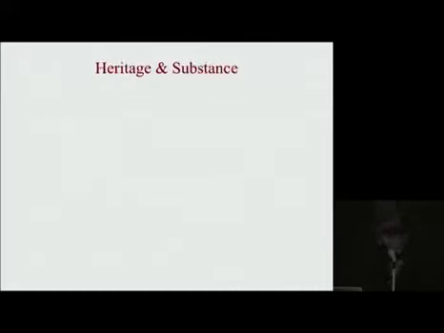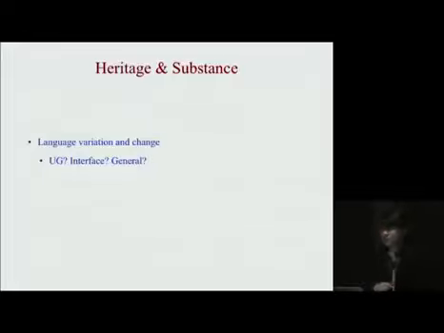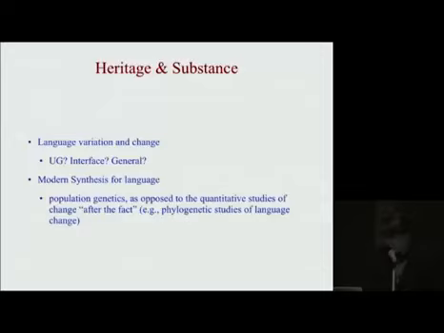So what I want to show today is the following. I want to develop a set of models for language change that addresses the issue of language variation and change. The point here is: are there any general principles of language change? And if so, are these properties of UG, or interfaces, or something even more general? That's one goal. The other goal is to develop something like the modern synthesis of language change. This is very much like population genetics research, and so it is different from phylogenetics.